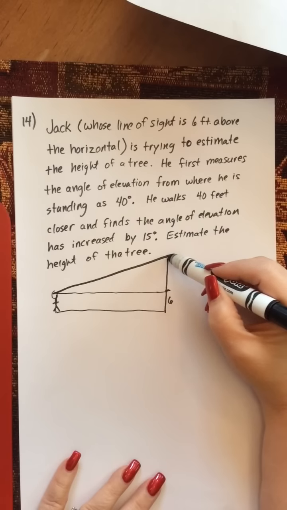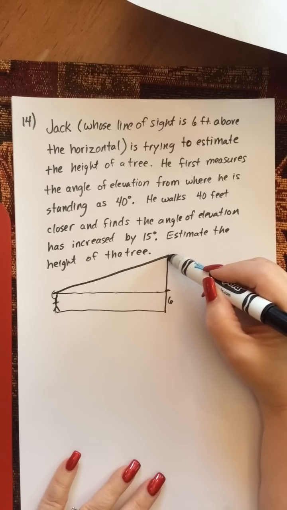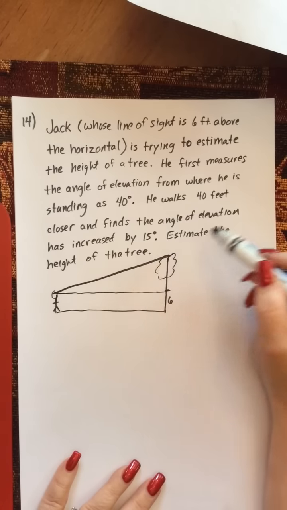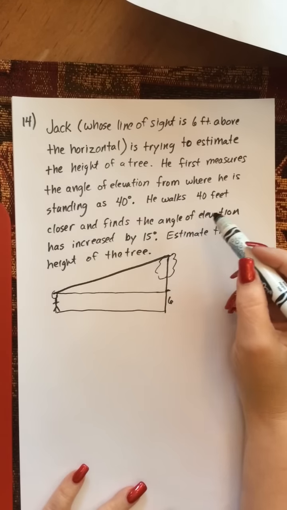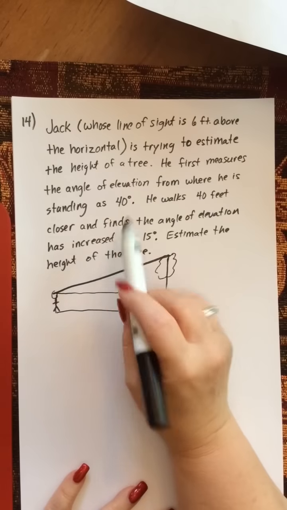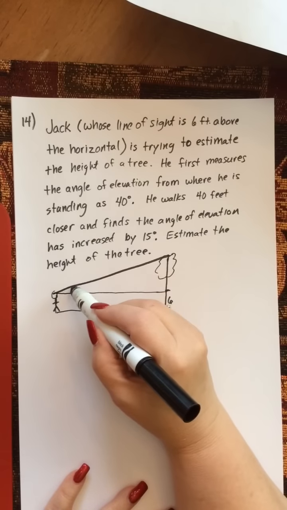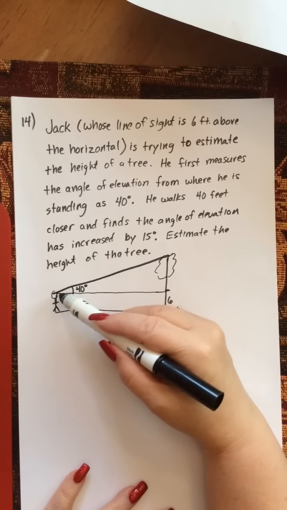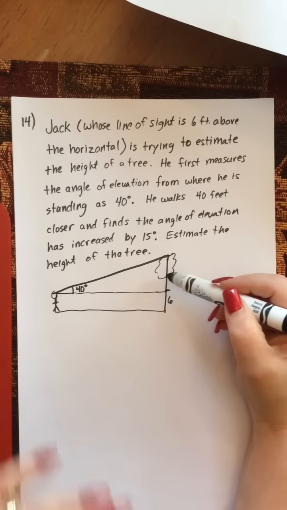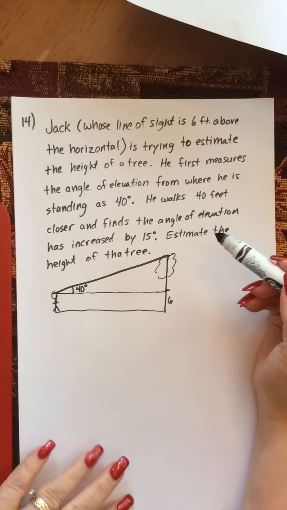And this is the tree right here. So there's your tree, okay? He's trying to figure out how tall this tree is. So at first, when he measures the angle of elevation, he measures it to be 40 degrees. So this is 40 degrees, from his line of sight to the top of the tree.